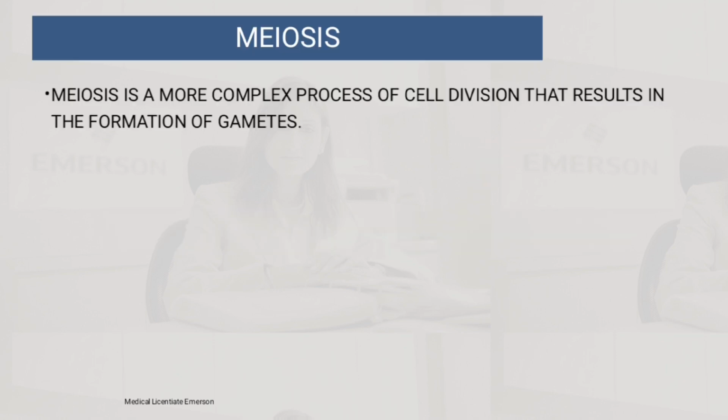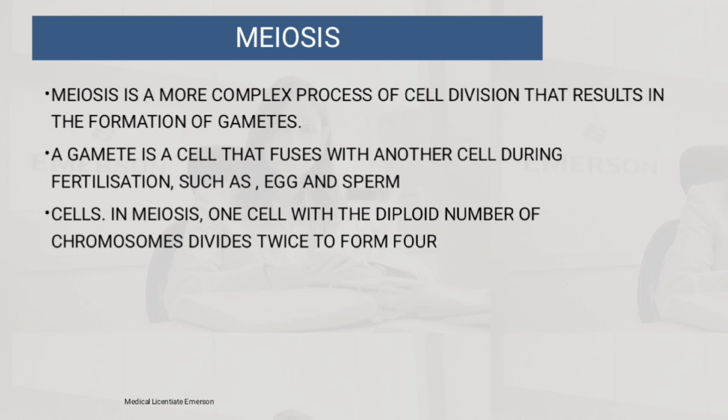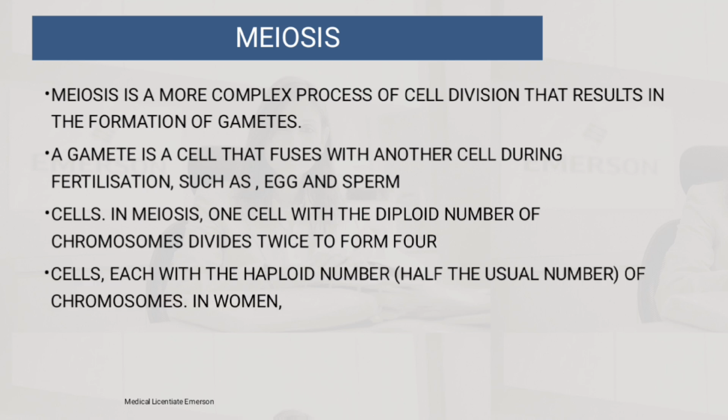So meiosis is a more complex process of cell division that results in the formation of gametes. A gamete is a cell that fuses with another cell during fertilization, such as the egg and the sperm. So in meiosis, one cell with the diploid number of chromosomes divides twice to form 4 cells, each with the haploid number, which is half the usual number of chromosomes.